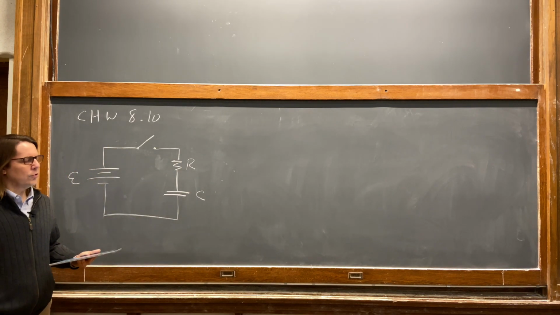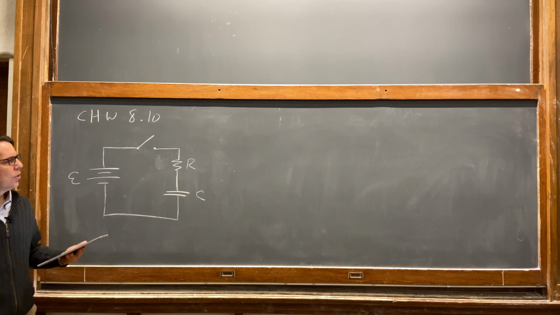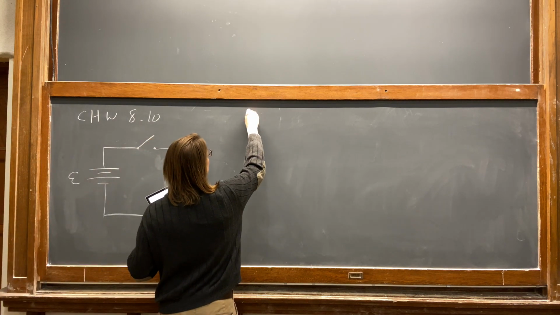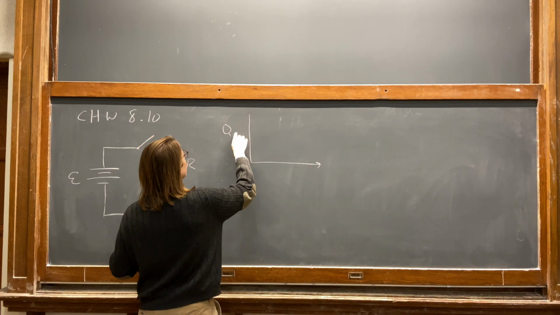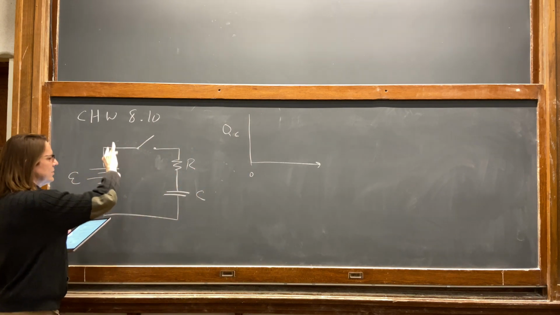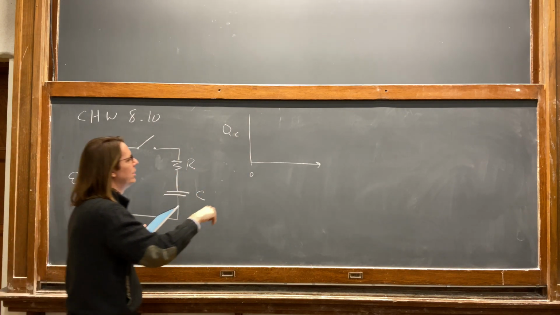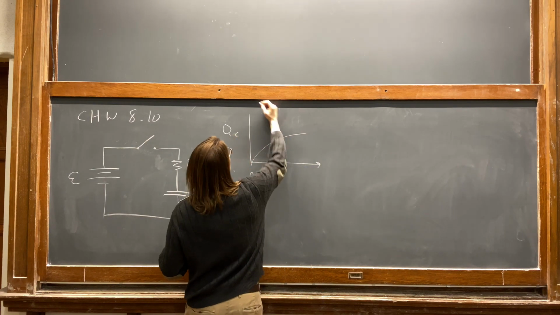This is the kind of circuit that we solved the differential equation for. So we already thought about how the charge and the current behave. You may recall something like this. The charge on the capacitor at time 0 is 0. We're saying it's initially uncharged, and then we charge it up. So it goes something that looks kind of like that, and that's the formula for that.